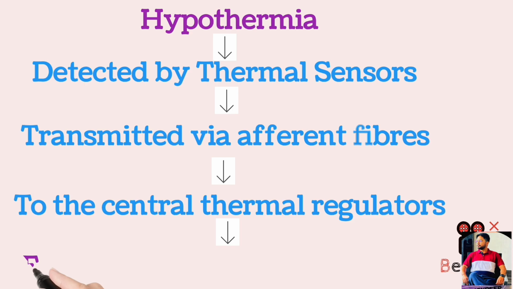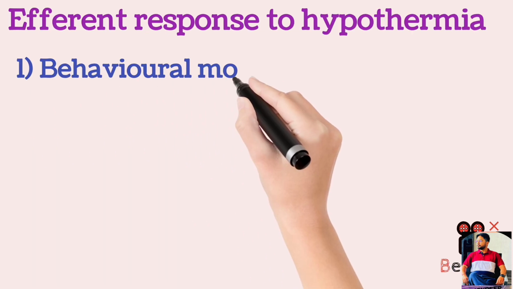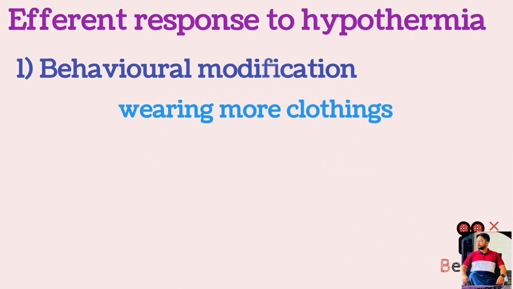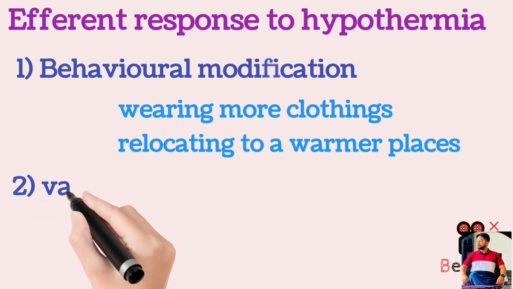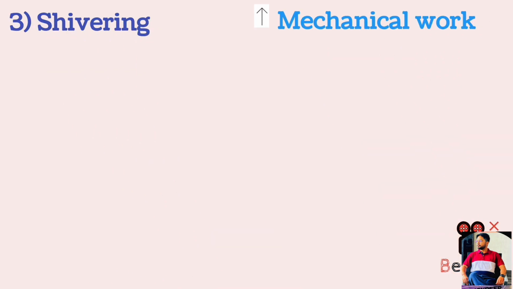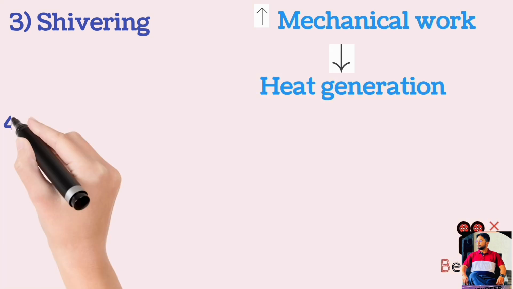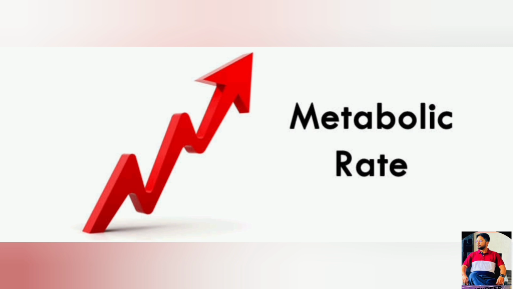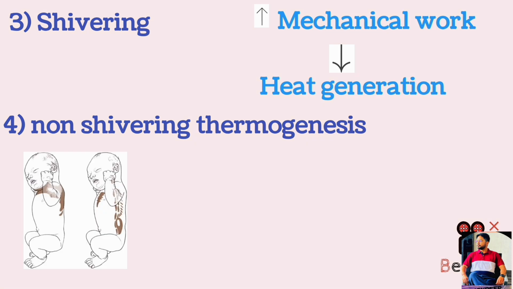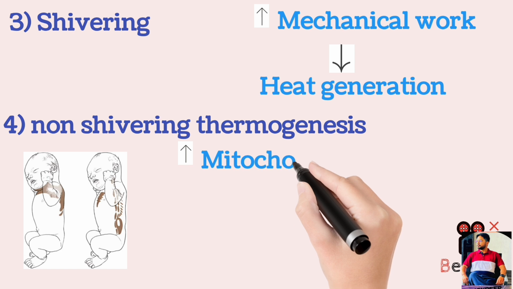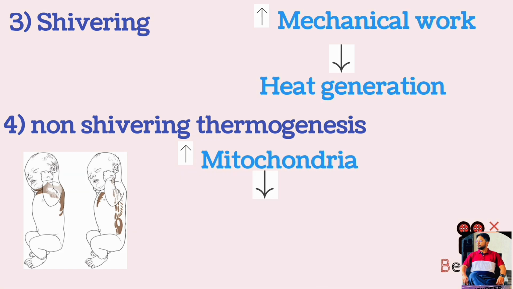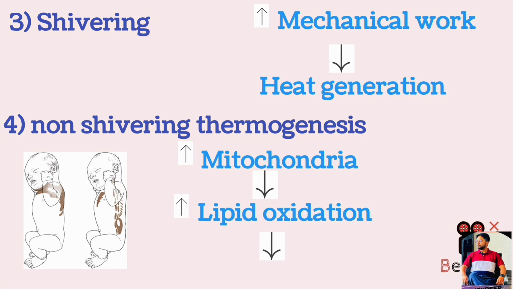That causes an efferent response to hypothermia. Behavioral modification like wearing more clothing, relocating to a warmer place, vasoconstriction, and shivering, which mainly occurs in adults. Due to the shivering, there is increased muscle work. Increased muscular activity causes heat generation, as the metabolic rate increases to about 6 times its basal metabolic rate. In neonates, there is non-shivering thermogenesis mediated by beta-3 adrenergic receptors in the brown adipose tissue. In the brown adipose tissue, there are increased mitochondria that cause increased lipid oxidation to generate ATP and heat.